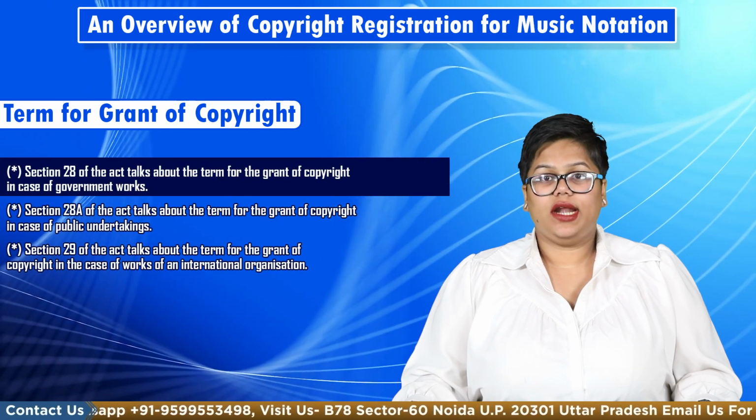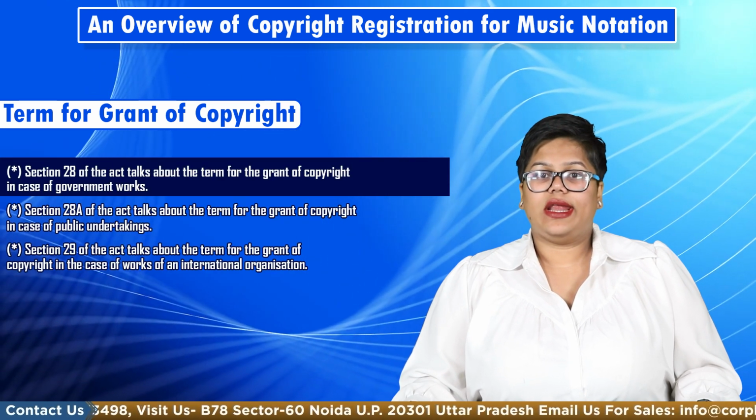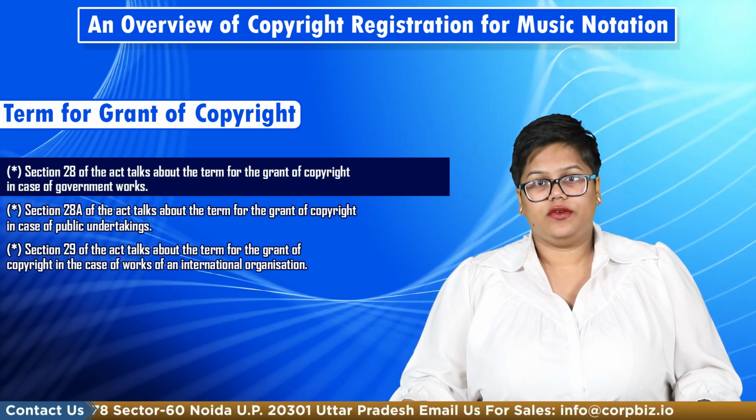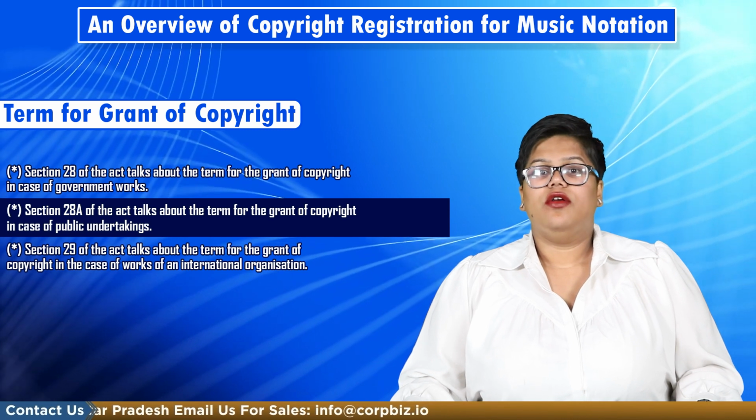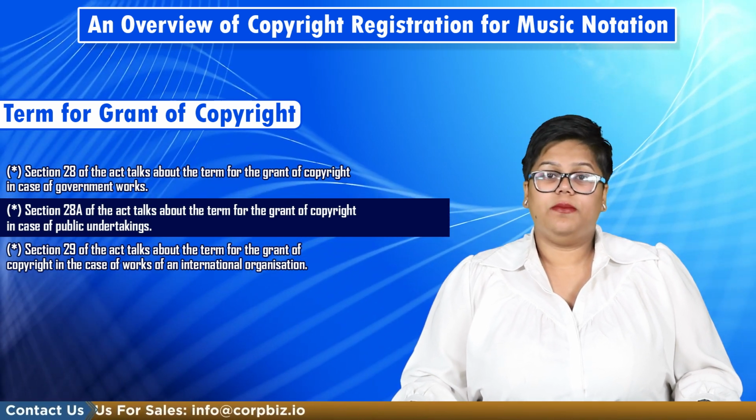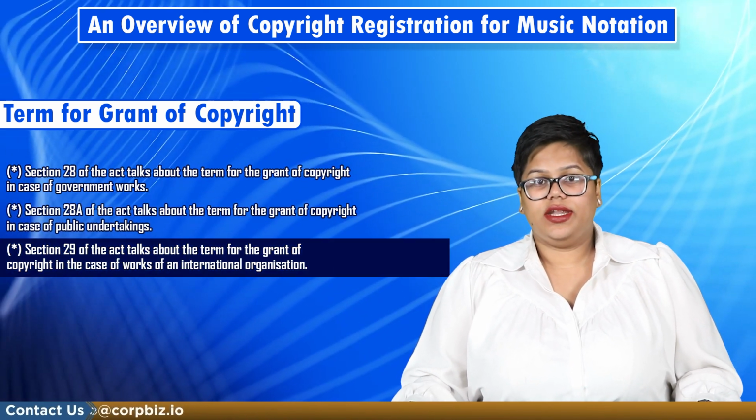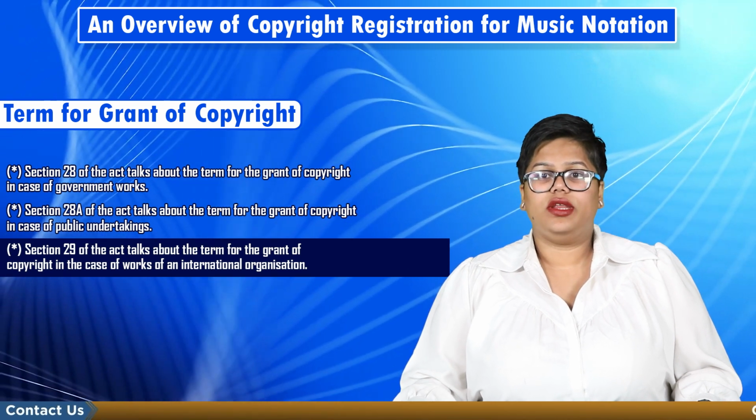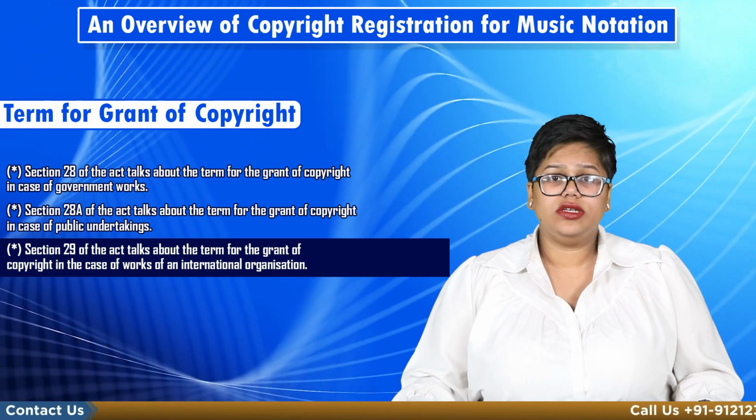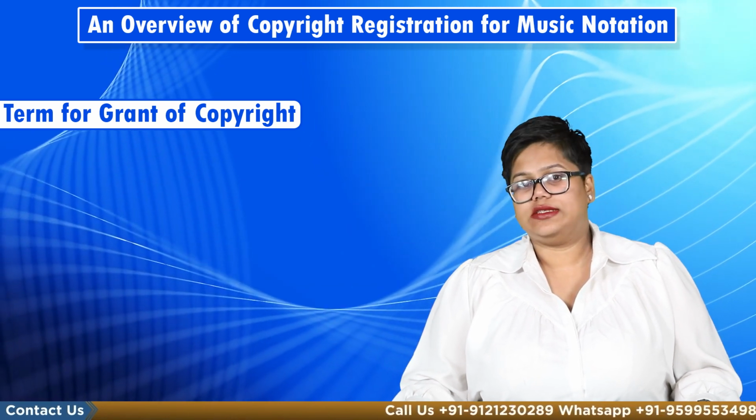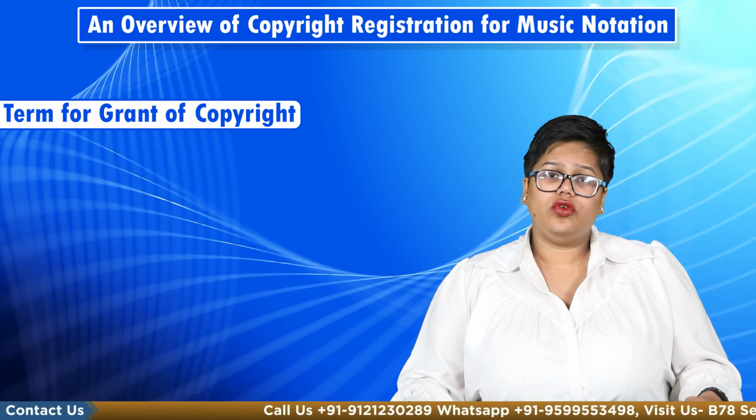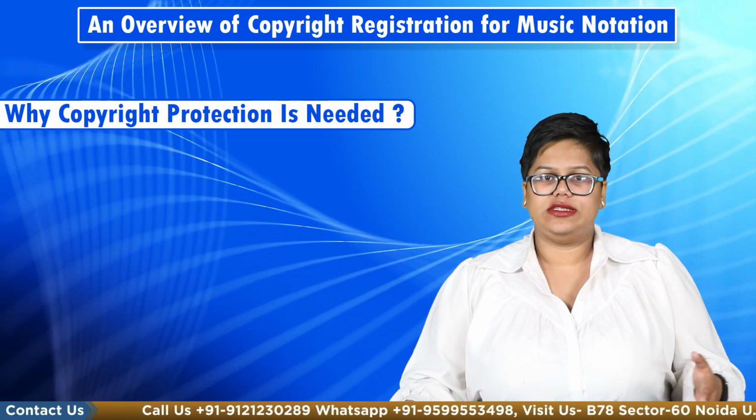Section 28 of the Act talks about the term for the grant of copyright in case of government works. Section 28A of the Act talks about the term for the grant of copyright in case of public undertakings. Section 29 of the Act talks about the term for the grant of copyright in case of work of an international organization. Now that we are clear on the basics, let's move on to why copyright protection is needed.